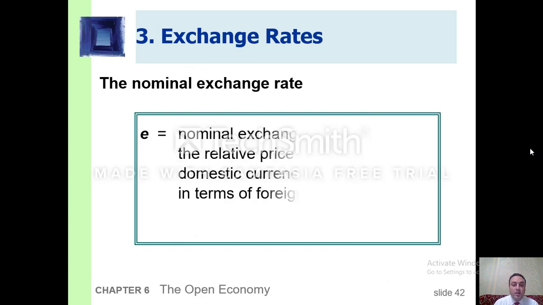So now let's start with the nominal exchange rate. We have a nominal exchange rate and the real exchange rate. The nominal exchange rate is the relative price of domestic currency in terms of foreign currency. For example, the relative price of the SOM is 10,000 SOMs for $1. This is the nominal exchange rate. $1 equals 10,000 SOM, for example, or 15 Egyptian pounds, and so on.